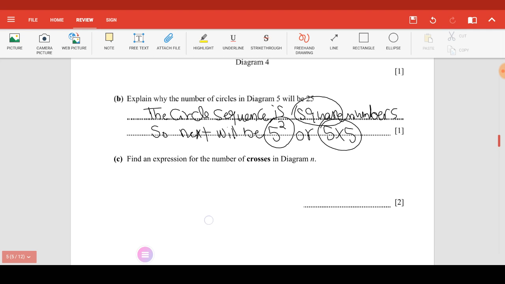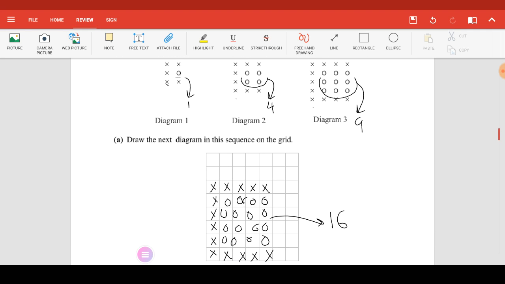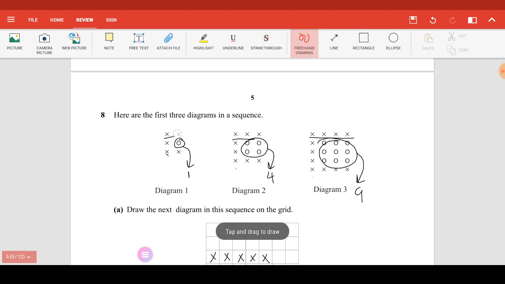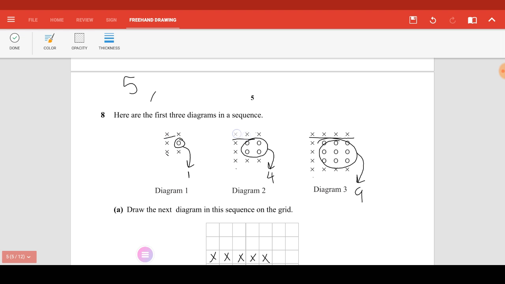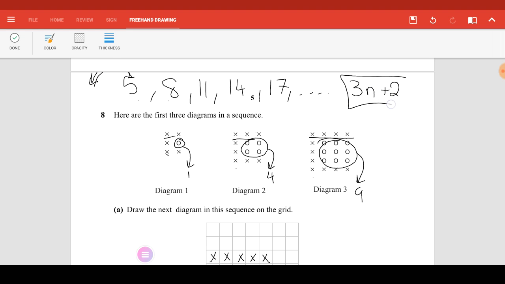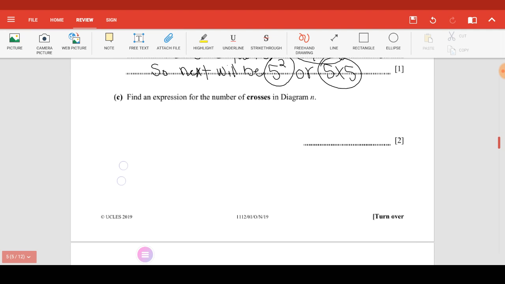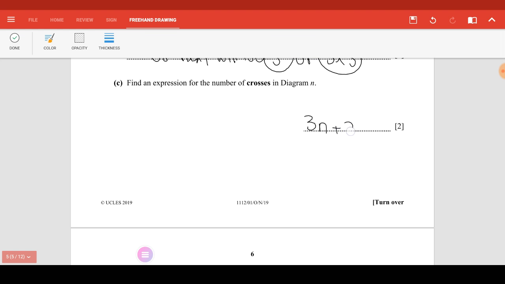Find an expression for the number of crosses. The crosses is different. Let me write the sequence for crosses: 1 2 3 4 5, 1 2 3 4 5 6 7 8. So each time we add 3: 1 2 3 4 5 6 7 8 9 10 11. So 14, 17, and so on. This rule should be each time we add 3, so it's 3n. The place which is before 5, we subtract 3, so it's positive 2. So this is the answer, 3n plus 2.